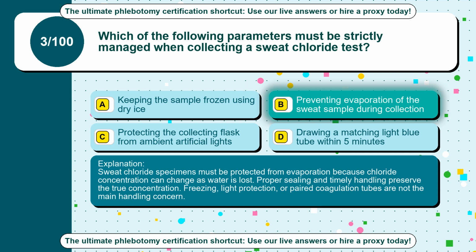Sweat chloride specimens must be protected from evaporation because chloride concentration can change as water is lost. Proper sealing and timely handling preserve the true concentration. Freezing, light protection, or paired coagulation tubes are not the main handling concern.